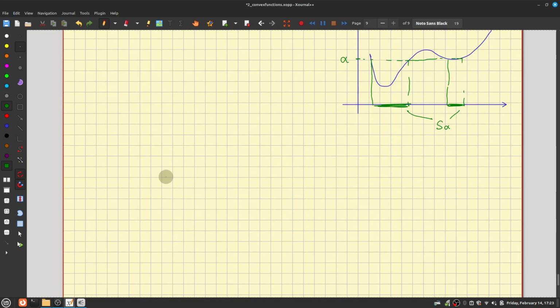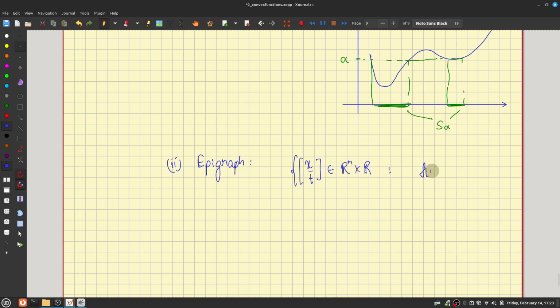Perhaps for us, the more relevant set is the epigraph, which is now a set in n+1 dimensions: x comma t, in Rn cross R, such that f of x is less than or equal to t.